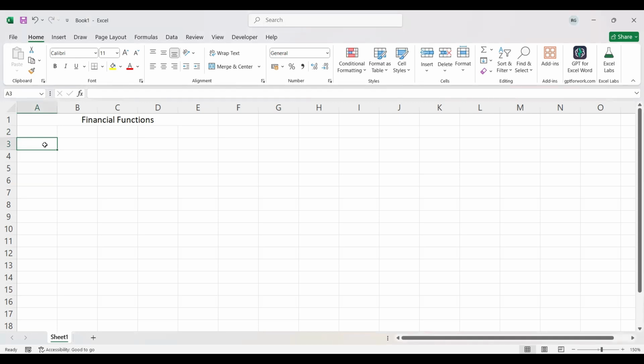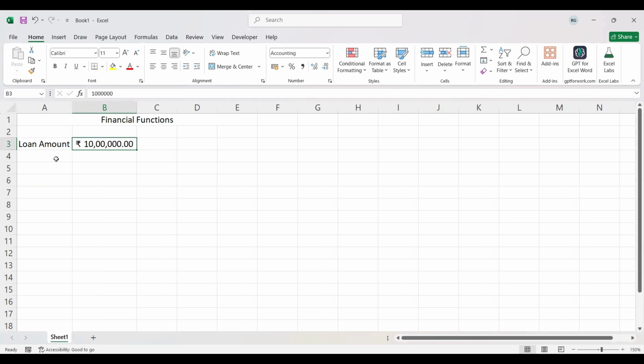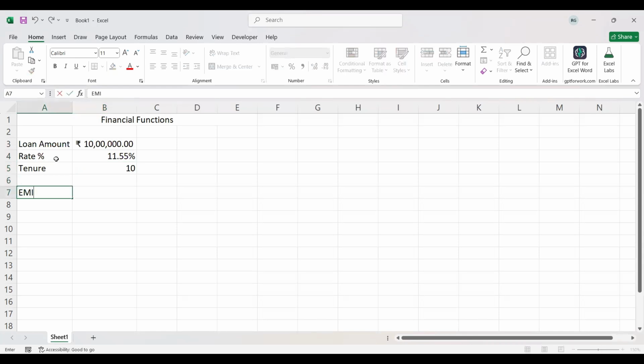First, let's take an example. A person has taken a loan. The loan amount is 10 lakh, which I have converted into the rupee format. The rate per annum is 11.55%, let's take that as an example. And they have taken it for 10 years. Now I have to calculate the EMI of the person.